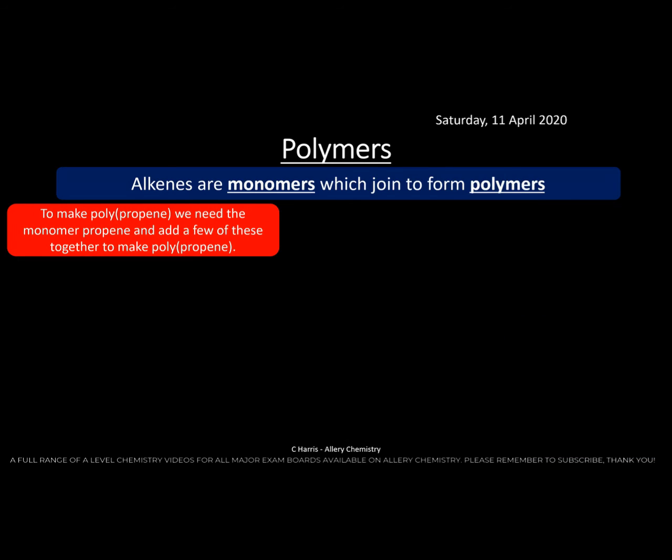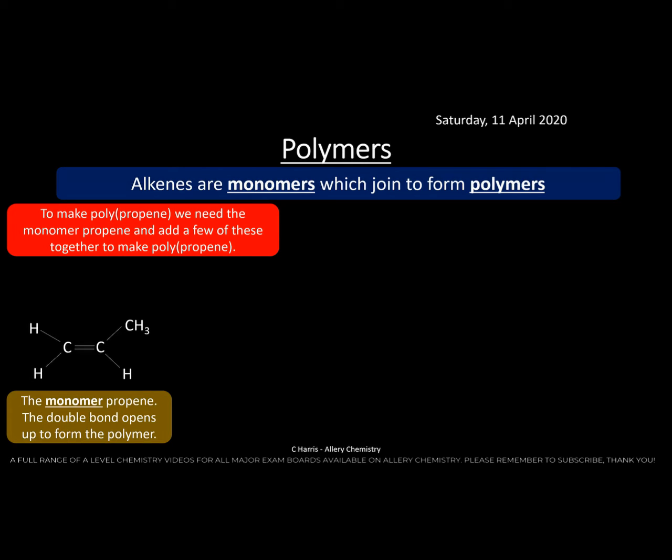So a polymer, what do we need to make a polymer? We need the monomer, and we need to join them together with other monomers to make a long polymer chain. So here we're going to make polypropene. And to make polypropene, we need propene, and we need a lot of these to join up to make polypropene. So here's a propene molecule. It has the double bond in there, and that's going to form our polymer repeat unit, which is this bit here. So there it is there.